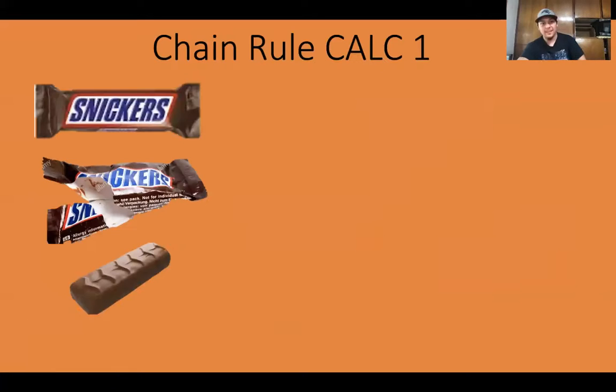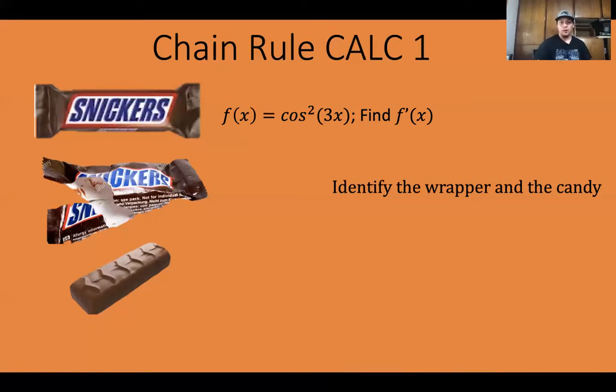The next problem is f of x equals cosine squared of 3x, and we need to find the derivative. Again, we need to find our wrapper and our candy. Our wrapper this time, what's covering up our candy, is that cosine squared. And our candy is 3x, as you can visually see.